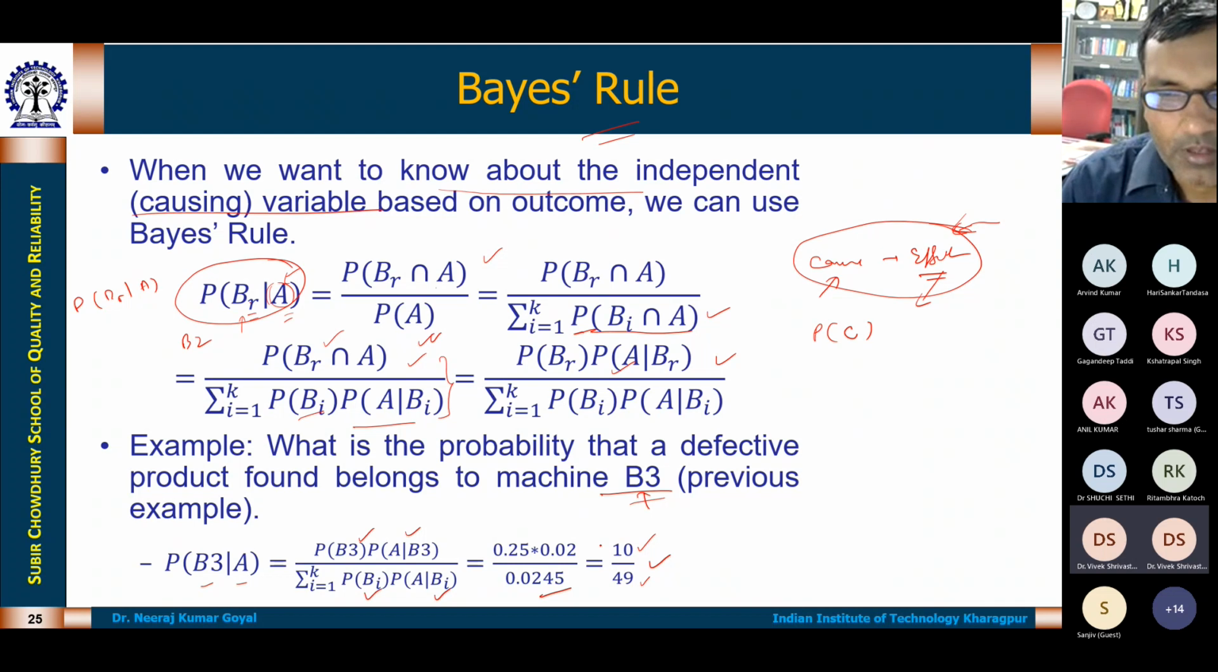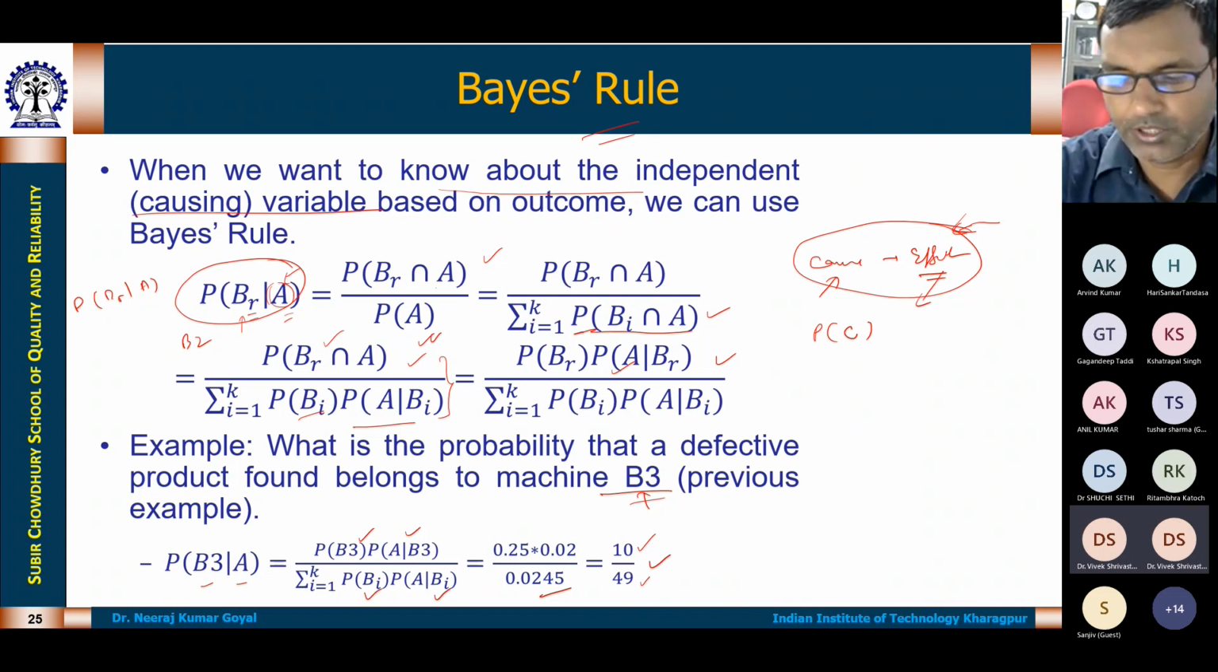So here we are using the Bayes rule. We are calculating in reverse. We are trying to find out the cause probability depending on what we have observed. And many times this can be used for root cause analysis or various assessments which we can make based on this concept.